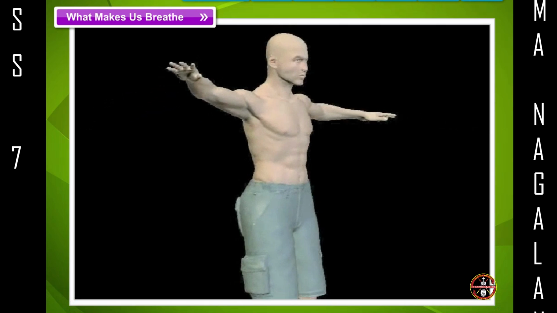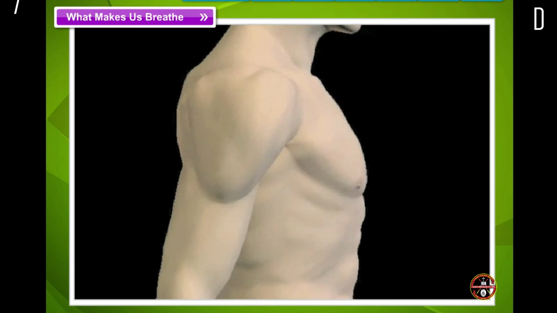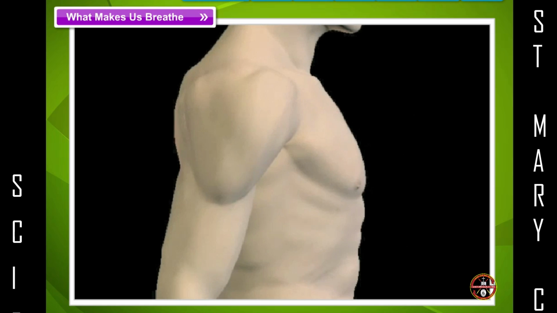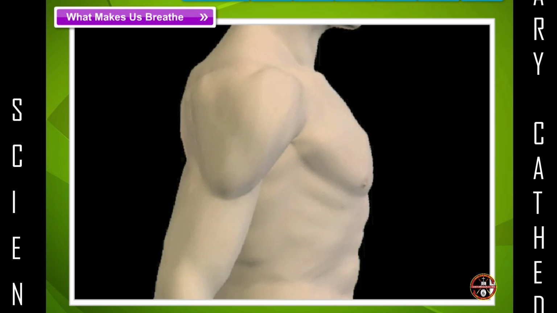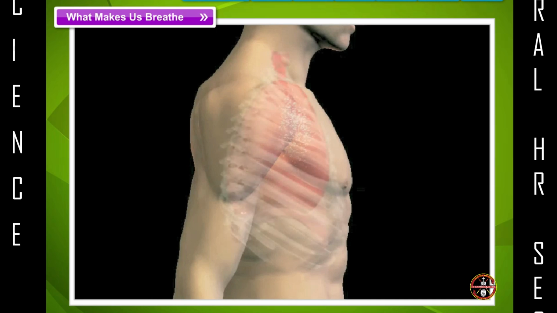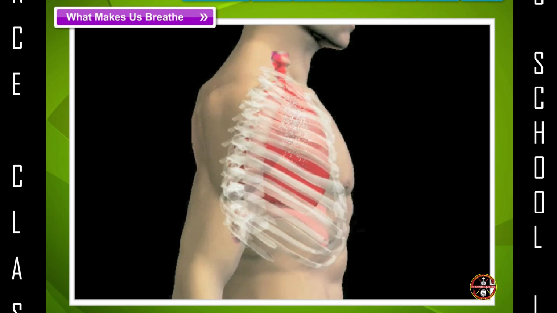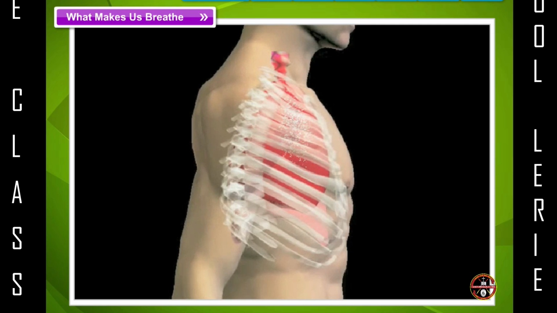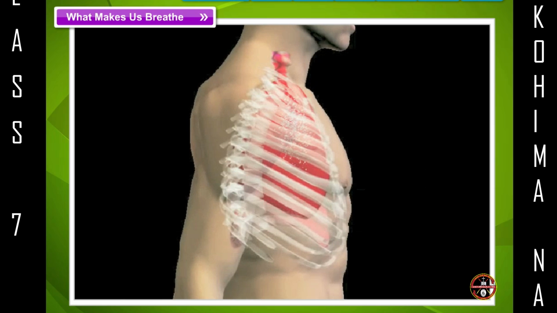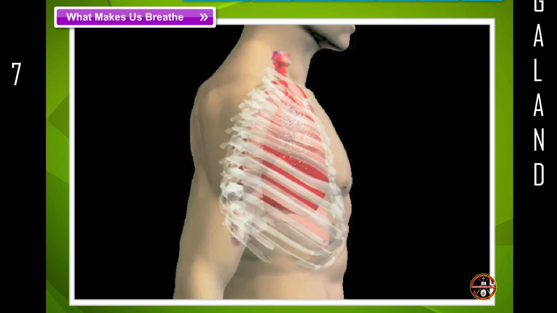What makes us breathe? Breathing takes place with the help of the intercostal muscles between the ribs and the diaphragm. During inhalation, when we breathe in, the intercostal muscles contract. Then, 2 things happen at the same time. The ribs are pushed upward and outward. The diaphragm contracts and moves downwards.